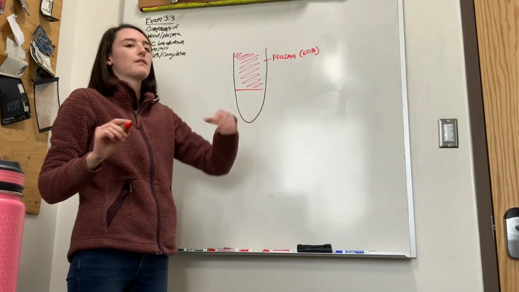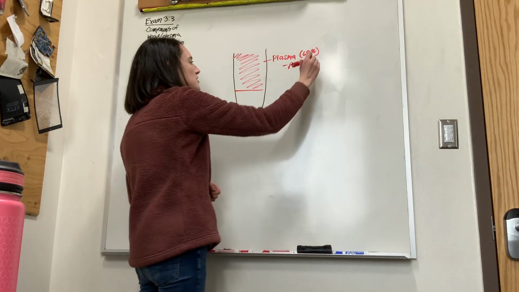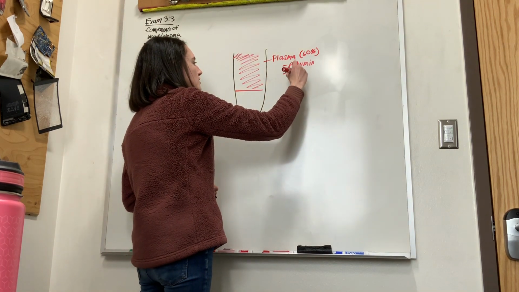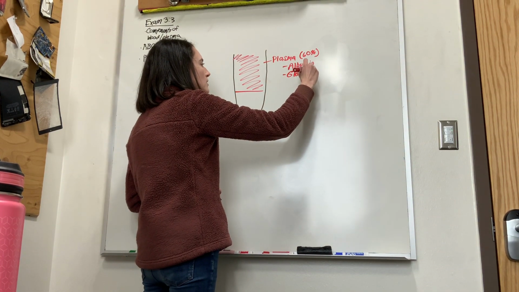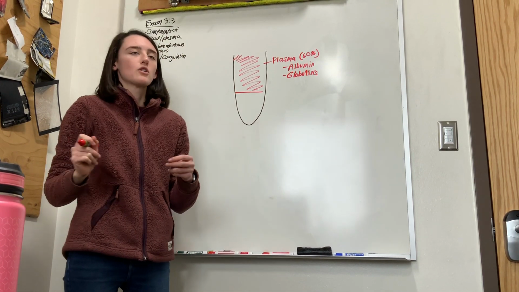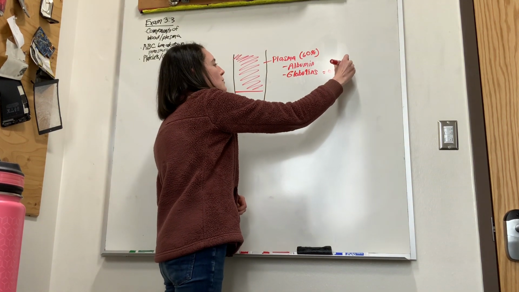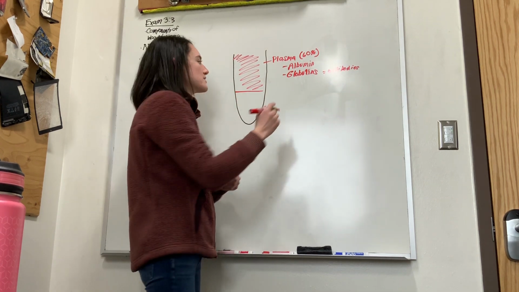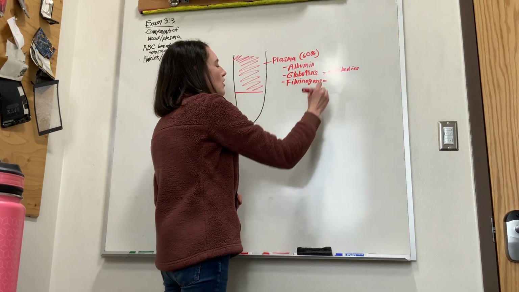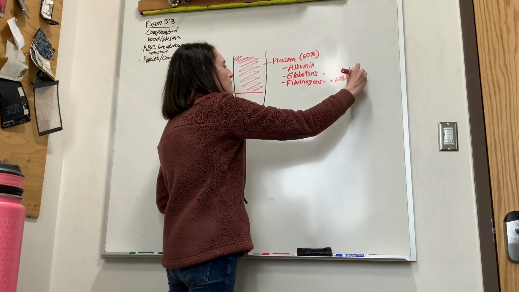The plasma is also going to have its own separate components. Namely, we've got albumin, which is involved in BCOP, which I've explained in a different video. We've got globulins, which are just another word for antibodies, because we have a lot of antibodies in our blood, specifically from white blood cells. And lastly, we have fibrinogens, which are involved in blood clotting. So we just call them clotting factors.